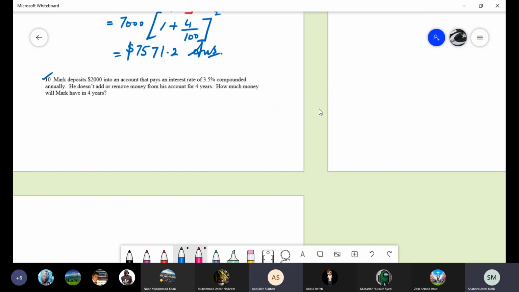Yes, read the question. Mark deposits $2,000 into an account that pays an interest rate of 3.5%, compounded annually. He doesn't add or remove money from his account for 4 years. How much money will Mark have in 4 years? Okay, how much money? It means we have to find out the amount. So the question is related to compound interest. Whatever is given to you, just highlight it like how I highlighted, and then tell me what is the principal here.